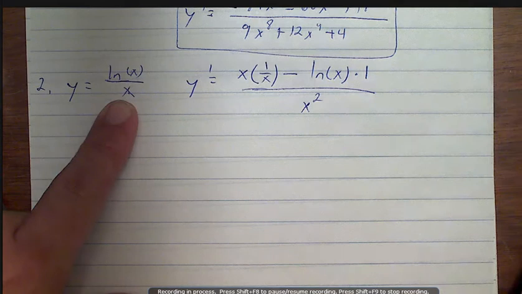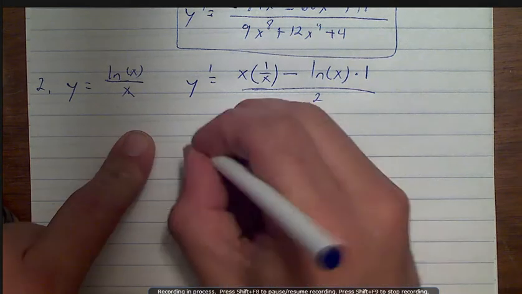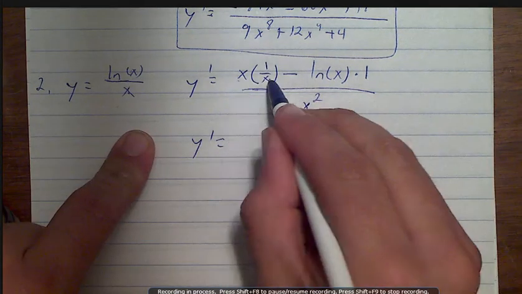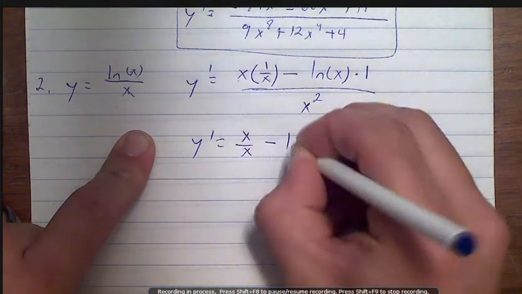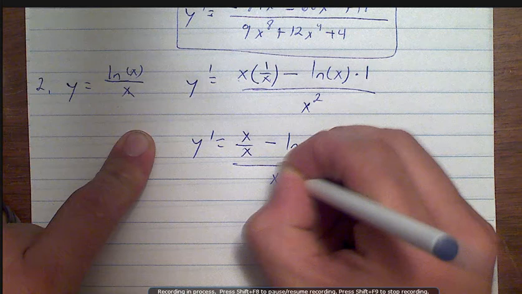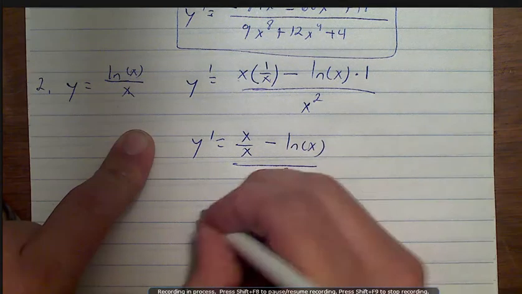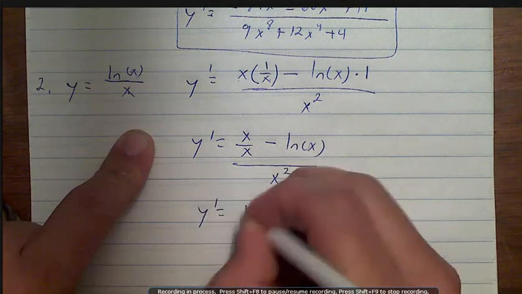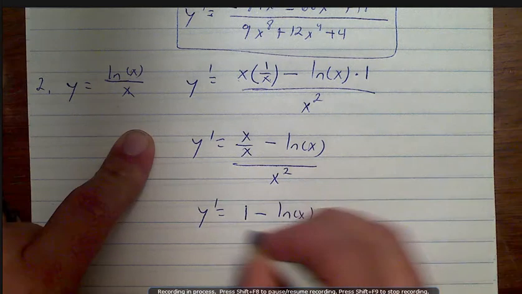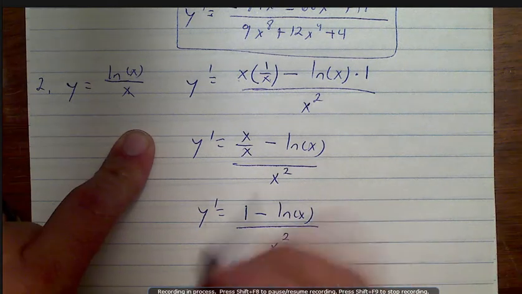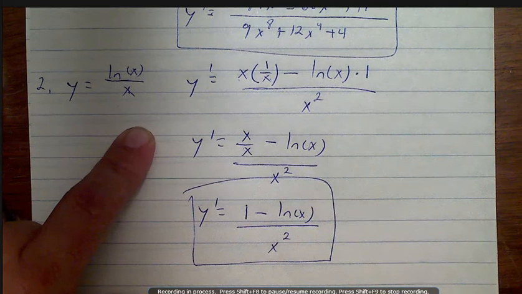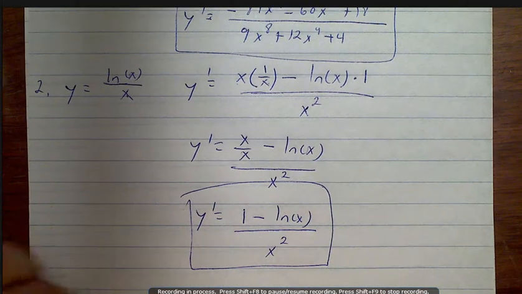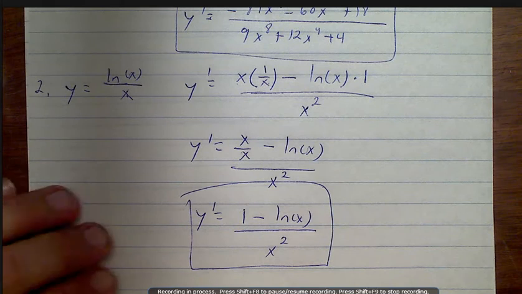So when I simplify that, x times 1 over x, which means y prime is 1 minus the natural log of x, divided by x squared. And that's it. See, not much to it, not too bad.